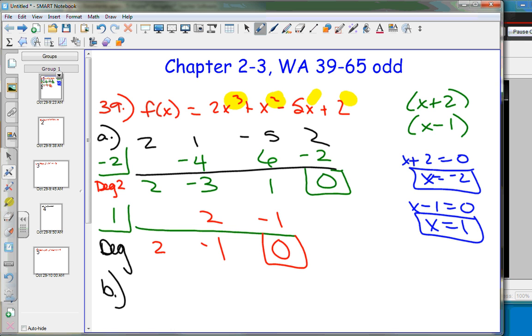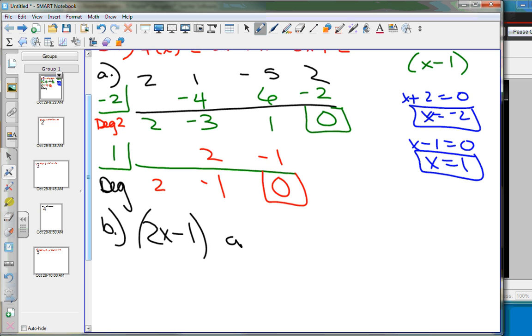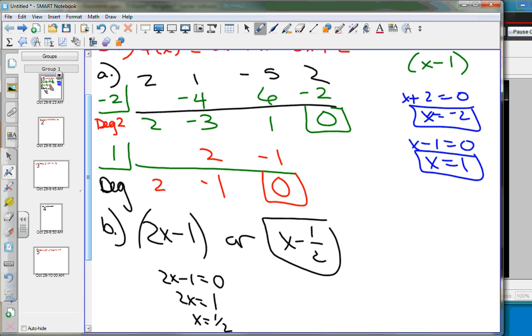Now part B says to find the remaining factors. Well, what is this polynomial that I'm left with? 2x minus 1. That's a factor, just like it is up there. If you don't like it like that, could I solve this thing for x? If I solve this thing for x, I'd have 2x is equal to 1 to give me x is equal to 1/2. So that would mean it's x minus 1/2. You can have it either way. Whichever way your brain accepts it. Does that make sense?